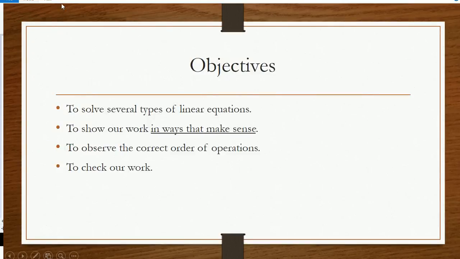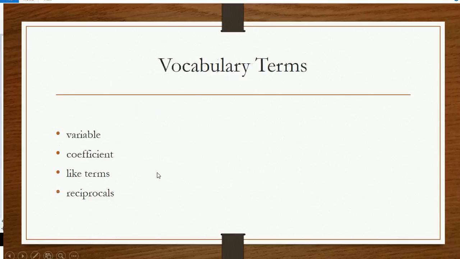We have several objectives. We're going to solve several types of linear equations, starting with the most simple of them. And we are going to learn to show our work in the ways that make the most sense. In some cases, we're going to learn several ways to show our work. We want to pick the best one. We're going to observe the correct order of operations as we solve these linear equations. And we're going to check our work in most cases.